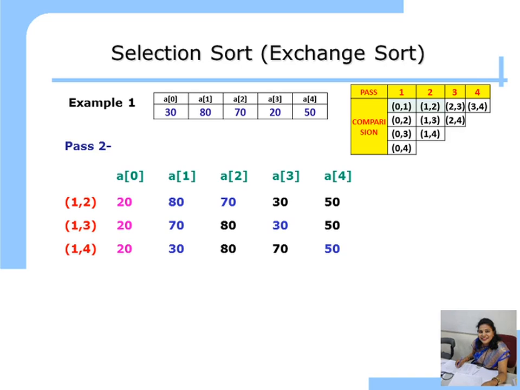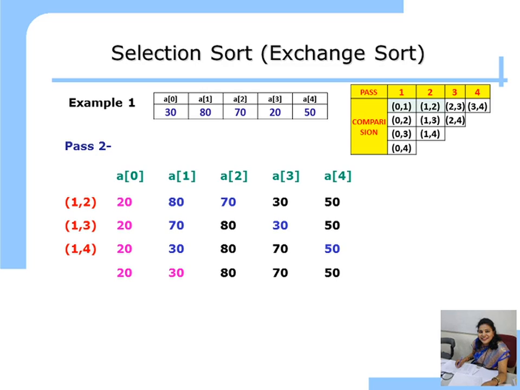Let us do the third comparison, that is the last comparison of this pass, between the first and fourth. What is present at the first location? 30. What is present at the fourth location? 50. Is 30 greater than 50? No. So we are not going to perform the swapping here. So what will be the output? 20, 30, 80, 70, 50.